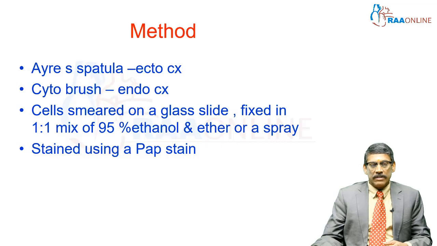So what you could do is take the Ayre's spatula and the cyto brush, and those cells are smeared on a clean glass slide fixed in a 1:1 mixture of 95% ethanol and ether or a spray which is already available, and it is sent to the pathology department where the cytologist will stain using a Papanicolaou stain, meaning they would use eosin hematoxylin original stain, which Papanicolaou used way back in 1905 along with Traut, and that method is probably still one of the best methods of screening for cervical cancer.